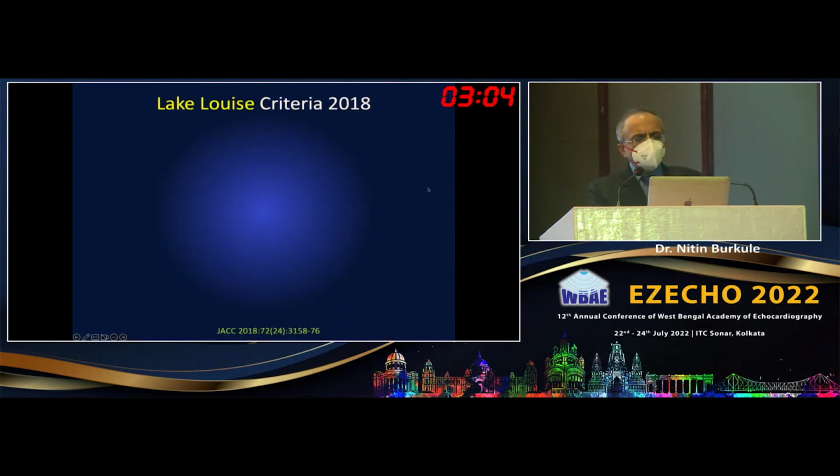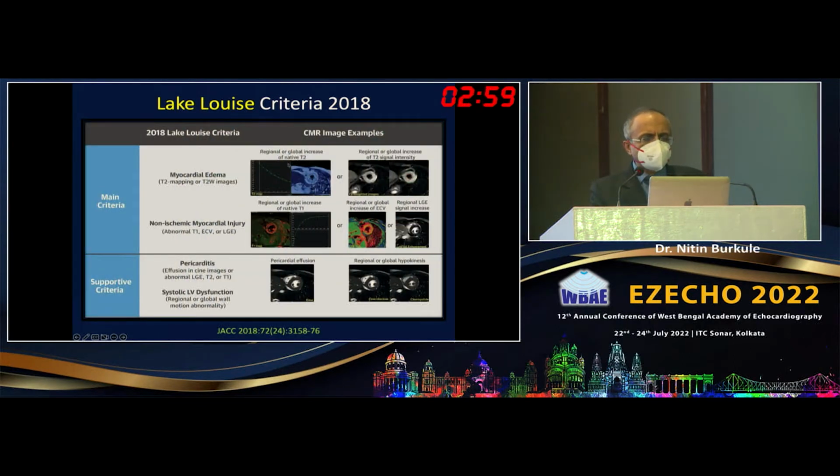If you look at the Lake Louise criteria, the modified ones in 2018, the T1 and T2 maps come quite high. The main criteria you have to show is myocardial edema, for which they recommend T2 maps, and you have to show non-ischemic myocardial injury by showing that the T1 and extracellular volume have gone high. So the maps for the first time have got some clinical recommendation. Up till now it was just good to ogle at, a beautification of the MRI images, but now they have a use in the guidelines. And then for supportive evidence, you have to show either pericarditis or systolic LV dysfunction, as we saw on our regular cine MRIs. Okay.